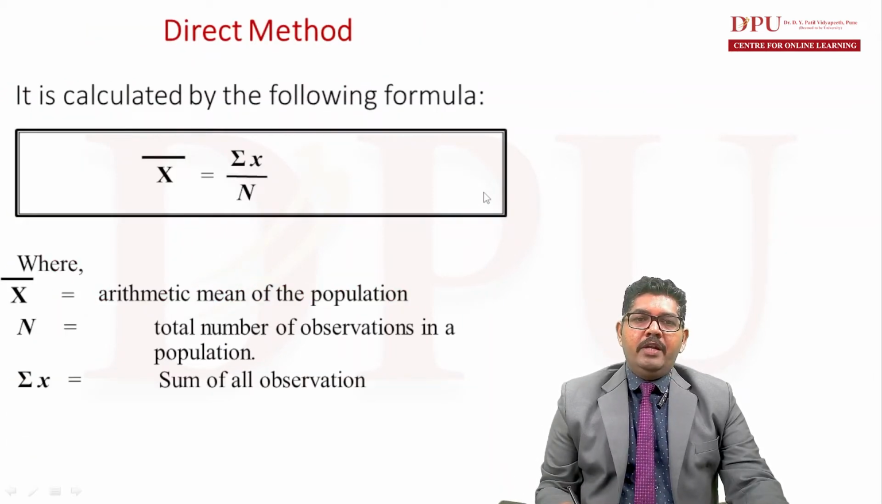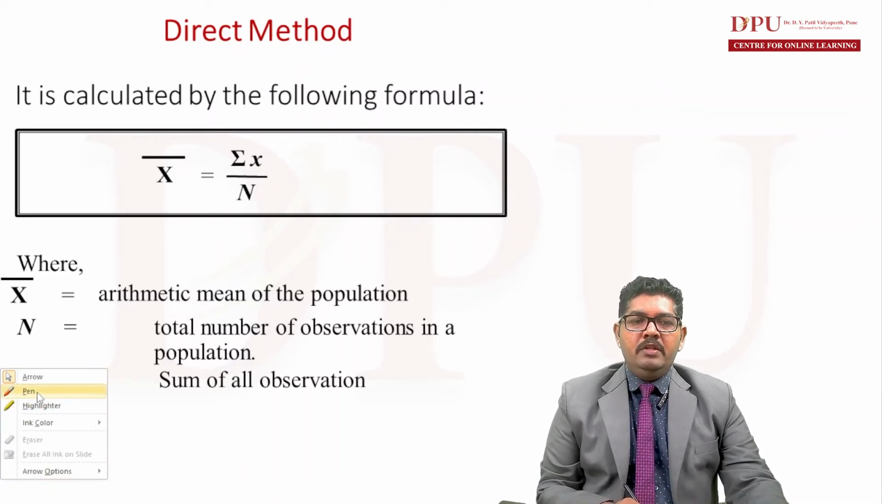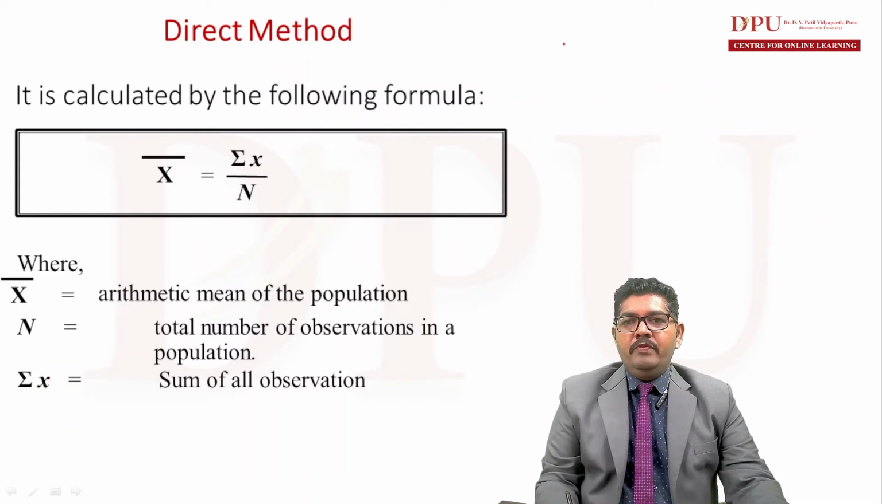So how do we calculate the mean? It is calculated by using the following formula, which we have already discussed. When there are values such as x1, x2, x3 up to xn, and we are interested in finding out the arithmetic mean of these numbers, then how do we find it? X bar. So the mean is denoted by x bar.